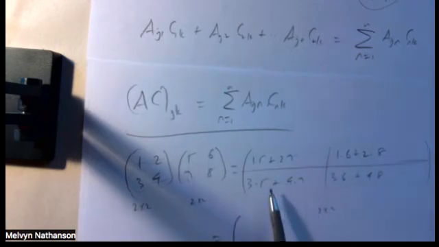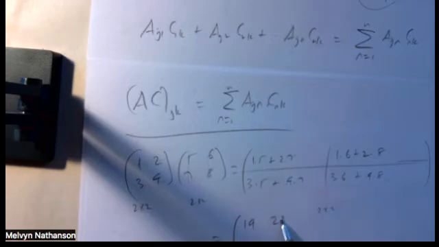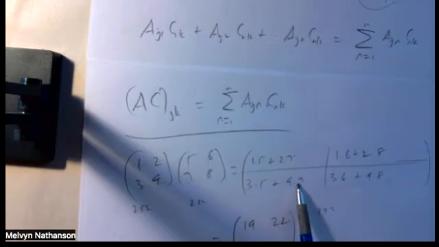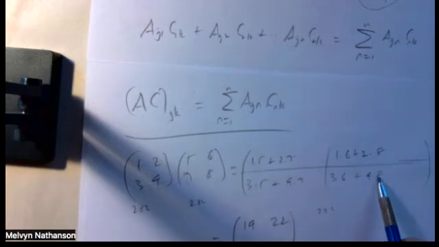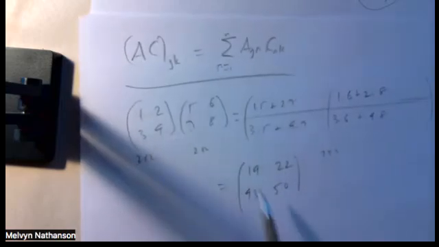So this matrix is what? 5 plus 14, that's 19. 6 plus 16, 22. 15 and 28, which I think is 43. And 32 and 18, which is possibly 50. So the product of these two matrices is this.